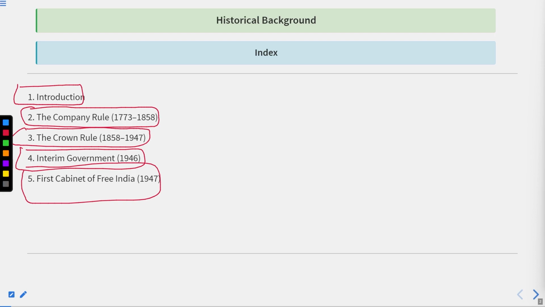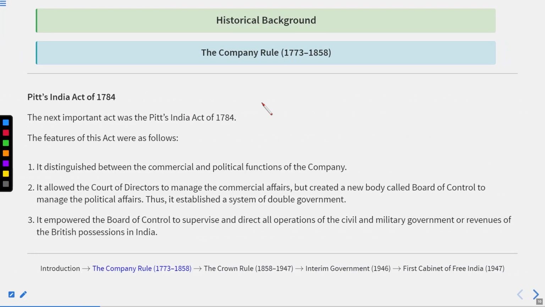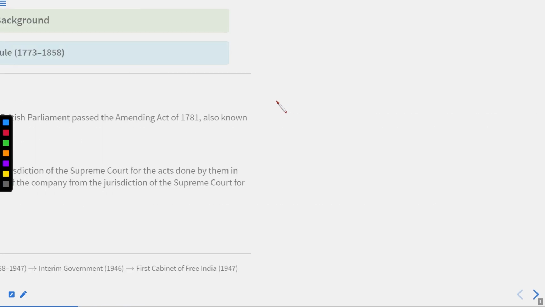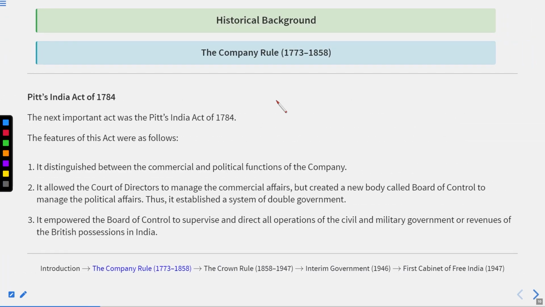Out of these topics, we had finished the introduction, and we were discussing the company rule, 1773 to 1858. So we will continue from where we left off in the previous lecture. This is the Regulating Act of 1773 and the Amending Act of 1781. After this, now we are going to talk about the Pitt's India Act of 1784.